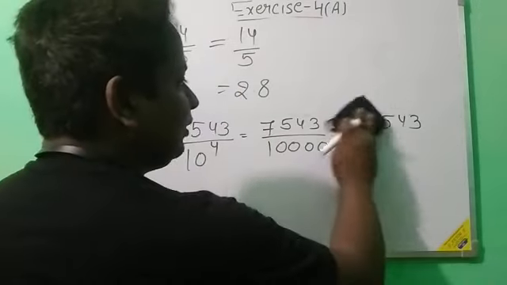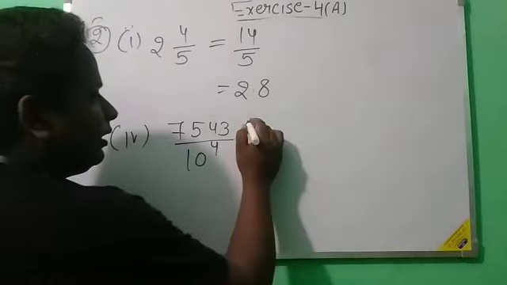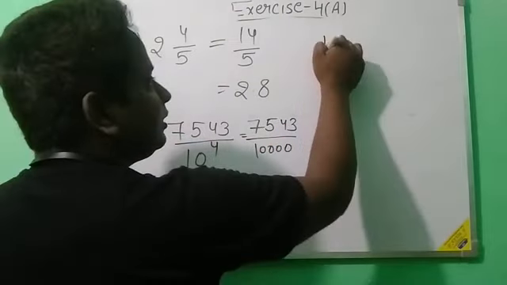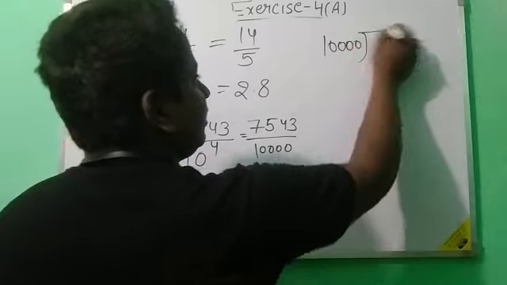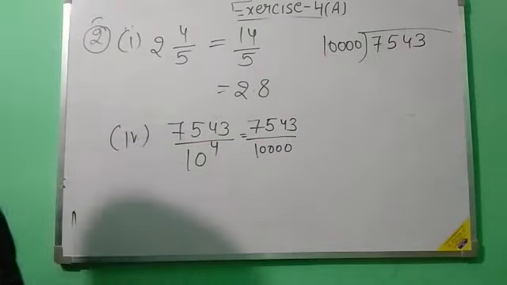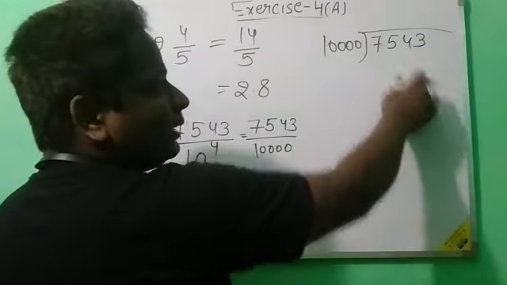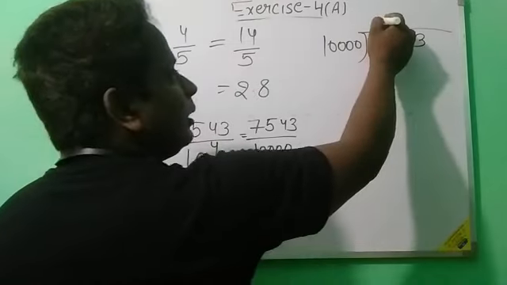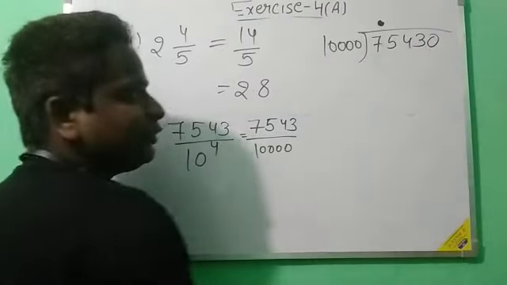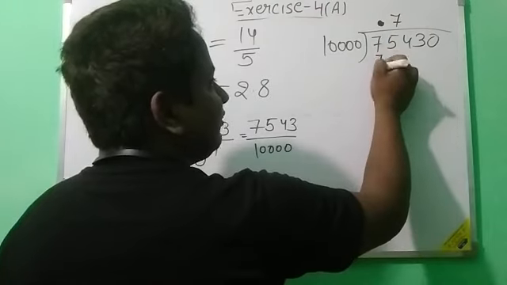You can also do this question by dividing, as you did here. Let's have a look at how we will do this by dividing. You need to divide 7543 by 10,000. Here your number is smaller than this number, so you will put a decimal here and you will place a 0 here. Okay. Now 10,000 7 ja 70,000.